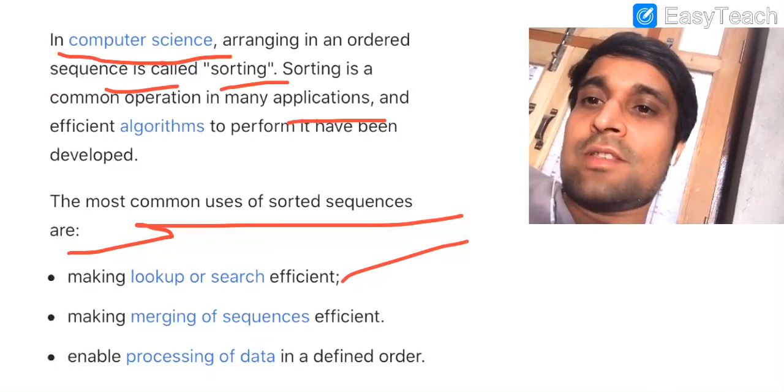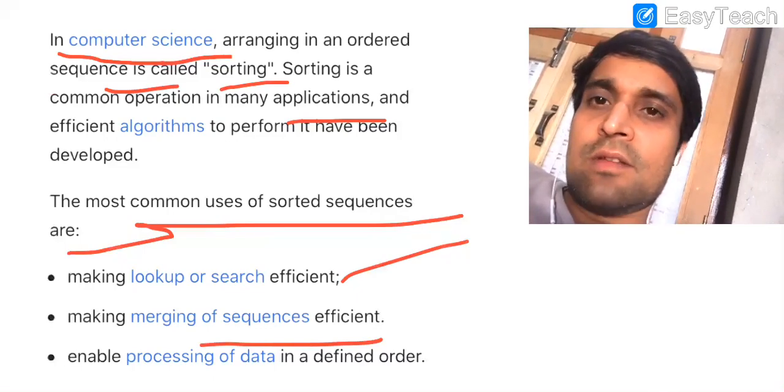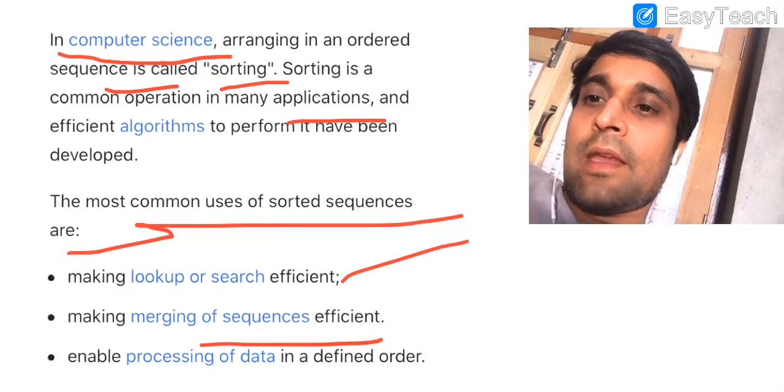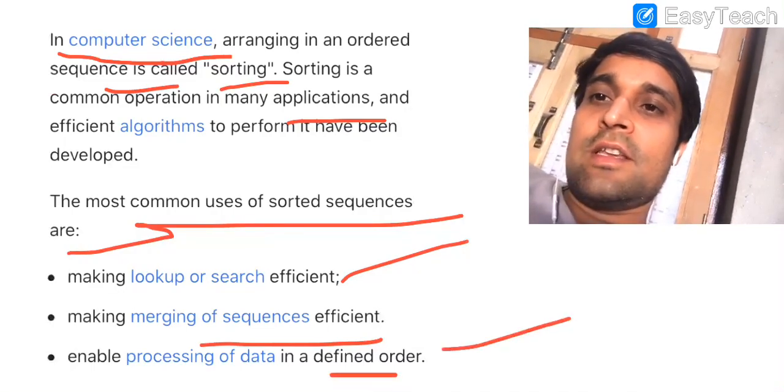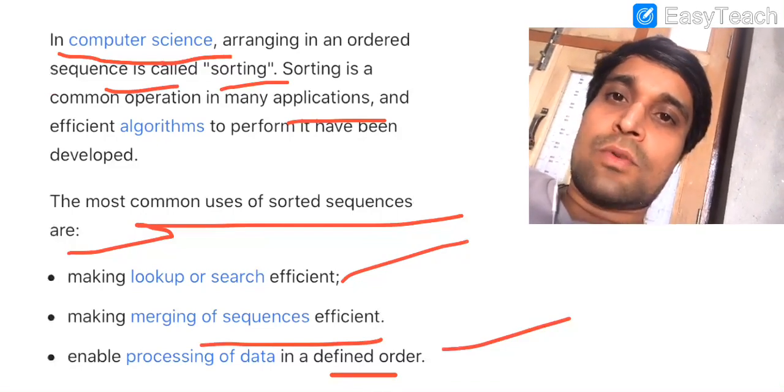Making merging of sequences efficient. Merging means combining the data from more than one data structure into a single unit, and then the concept of sorting will be used, and it enables processing of the data in a definite order. Now we will discuss bubble sort.